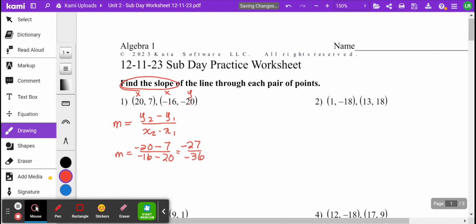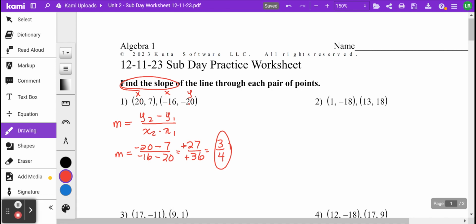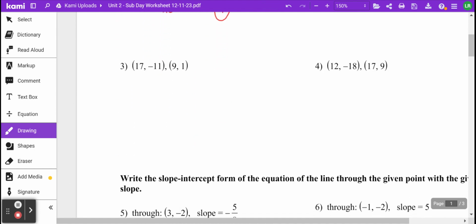And I need to simplify this. So we can use our Desmos scientific calculator, and you can type this in and do that. The one thing you need to make sure of is that negative divided by negative should be a positive. And this one you can actually divide by 9, and we get 3/4, for our simplified fraction. So these first four, all you are doing is finding the slope. That's it. Nothing more than that.